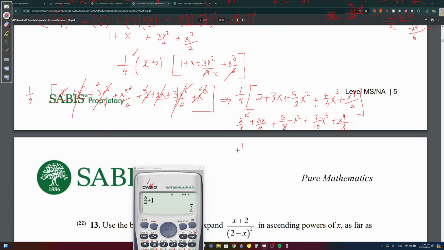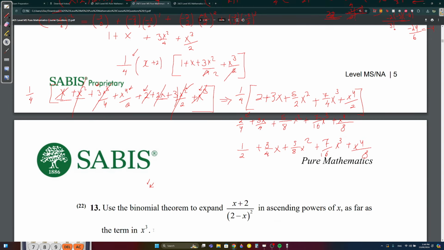Can we make anything here simplest form? We can make this 1 over 2. Plus 3 over 4x, just simplify everything. These are all in simplest form. You can't simplify this further. This also can't be simplified further. Plus x to the power 4 over 8. This is your answer, but they want as far as x cubed. So we don't care about this here. Your answer will just be this. Okay, let's check our answer.